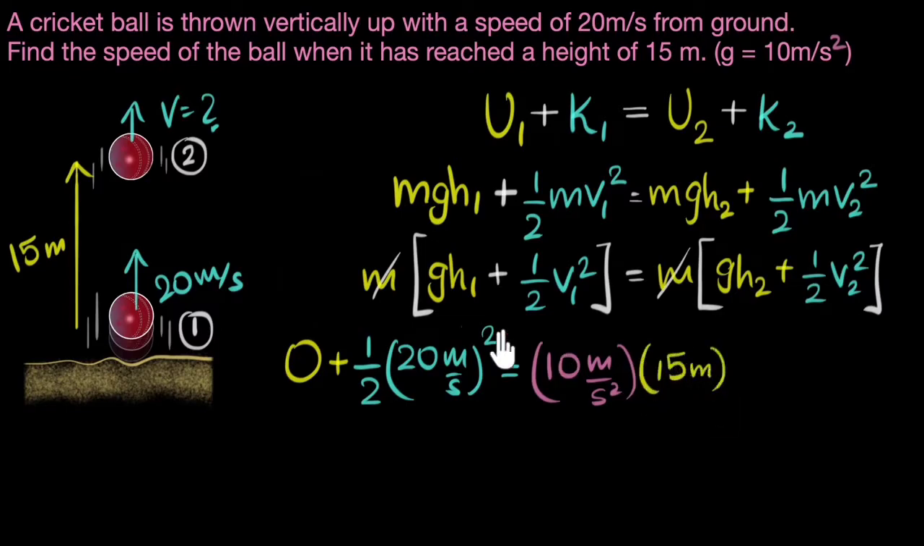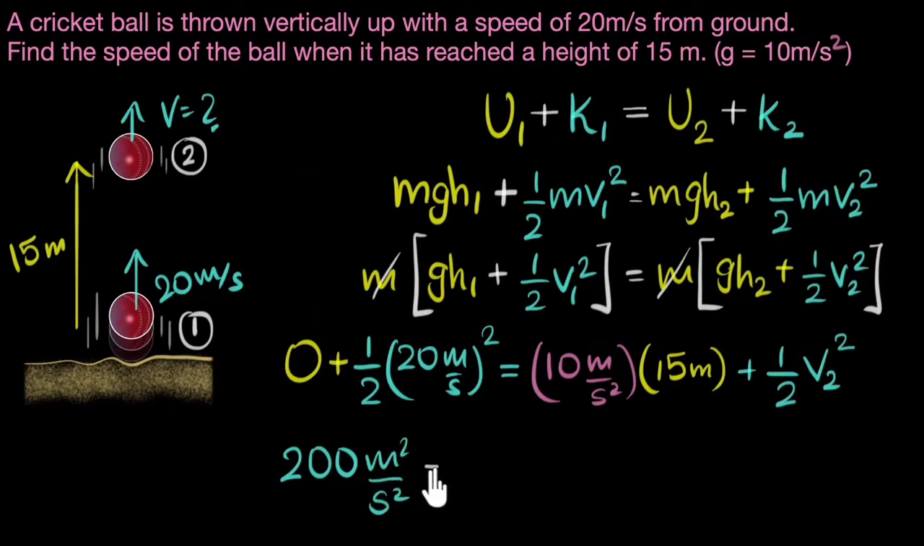plus half v2 squared. I don't know v2. I need to figure that out. Okay, so let's see what we get. 20 squared is 400. 400 divided by 2 is 200. So let me write that directly. So I get 200 on the left-hand side, meter squared per second squared.